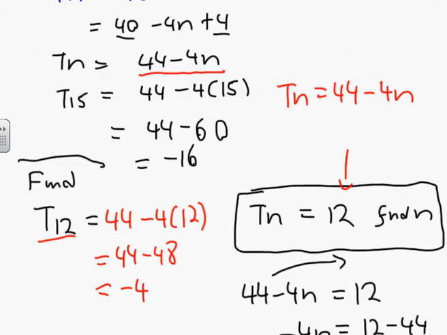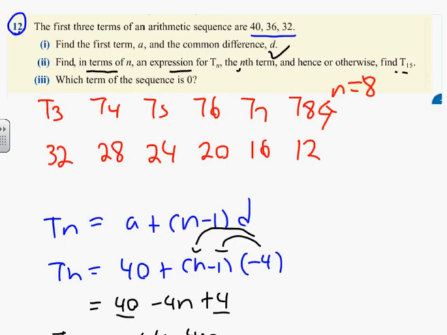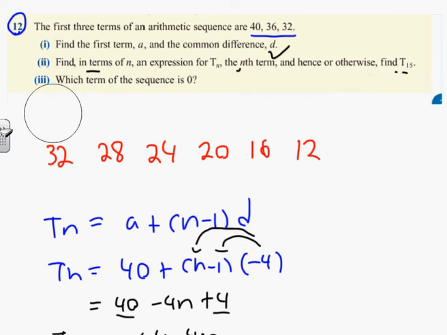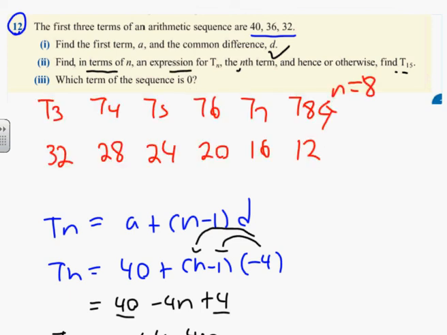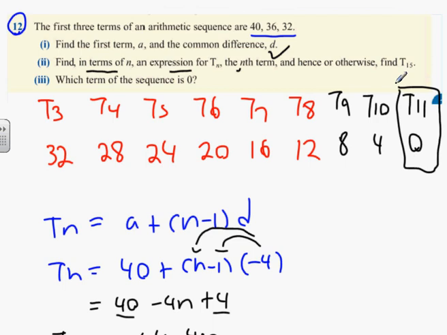44 minus 4n. Which term in the sequence is 0? Now, if you were to count down a bit more, T9 is 8, T10, 4, T11, 0. Now, people do this in the Leaving Cert where they must have been counting for 5 minutes to get the answer. There's a much quicker way.